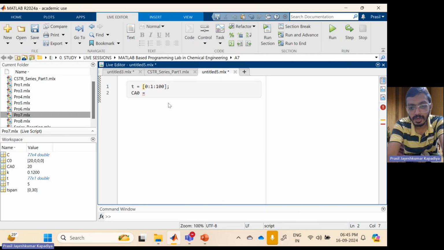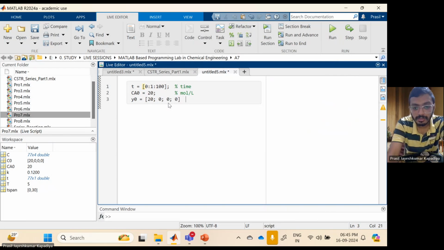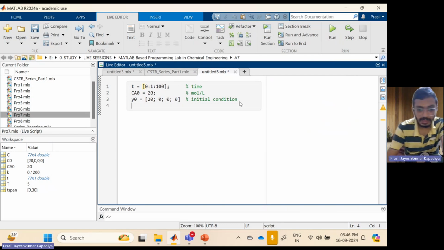Then my CA0, I am not changing, because we are just supposed to vary K and tau. So my C0 is 20, and my Y0 initial conditions, joules per liter, say it is 20,000. Let's write it down as initial condition. Correct? Okay. Y0, then K value. Let's say I'm varying my K matrix from 0.01 to 1 in step of 0.01. So this is my rate constant.